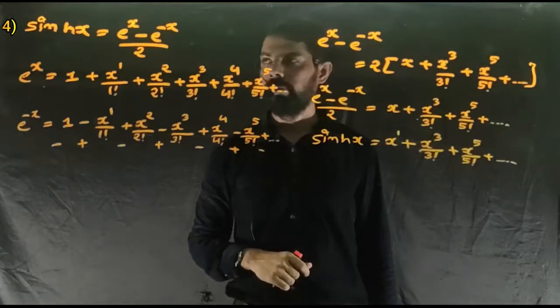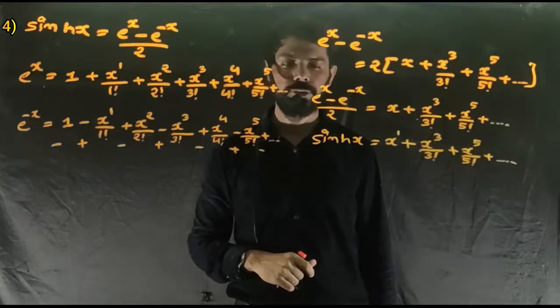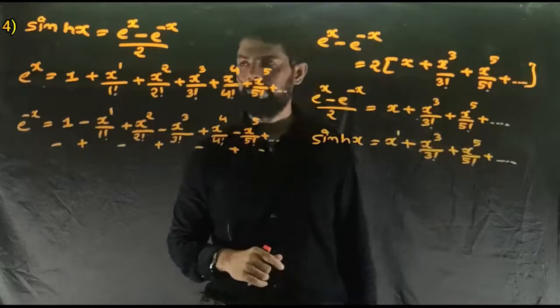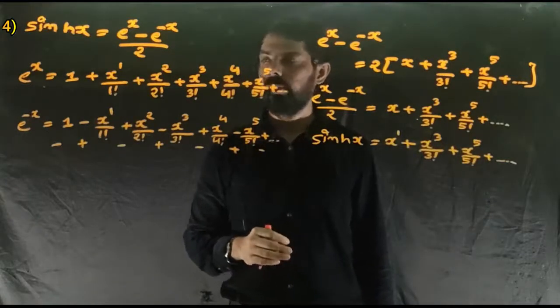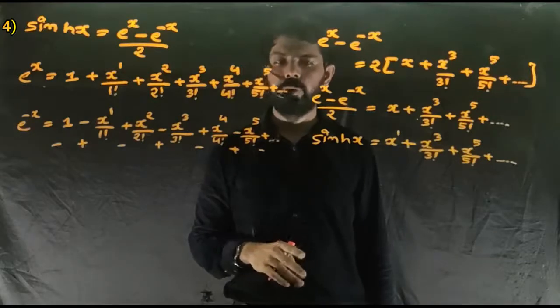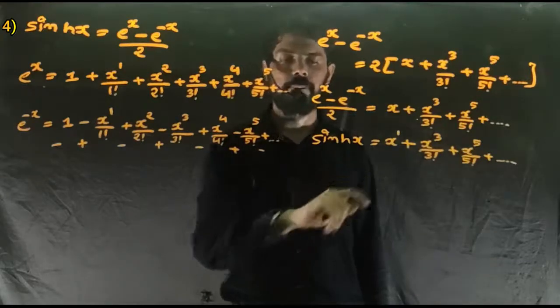Ultimately we will have to remember these 4 standard series. So in this lecture we have discussed 4 standard series: first e raised to x, then e raised to minus x, then cos hyperbolic x and sine hyperbolic x.